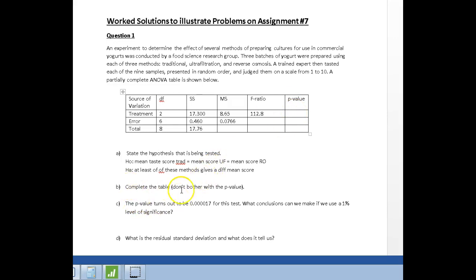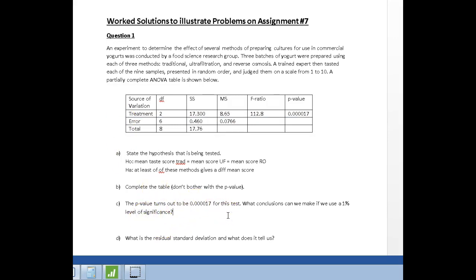However, you were asked to complete the table, don't bother with the p-value, because I'm not getting into using the F distribution in the tables. So we are told that the p-value turns out to be 0.000017, and it should darn well be small because your F ratio is so big. Okay, so we've completed the table.